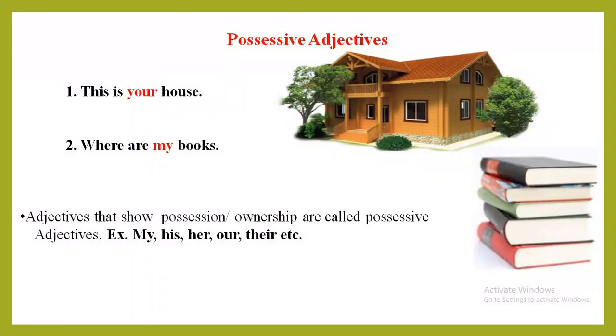Now we'll talk about possessive adjectives. Now look at these two examples and observe the words in red color. The words your and my show possession of someone on house and books respectively. Therefore, adjectives that show possession or ownership are called possessive adjectives. Example: my, his, her, our, their, etc.